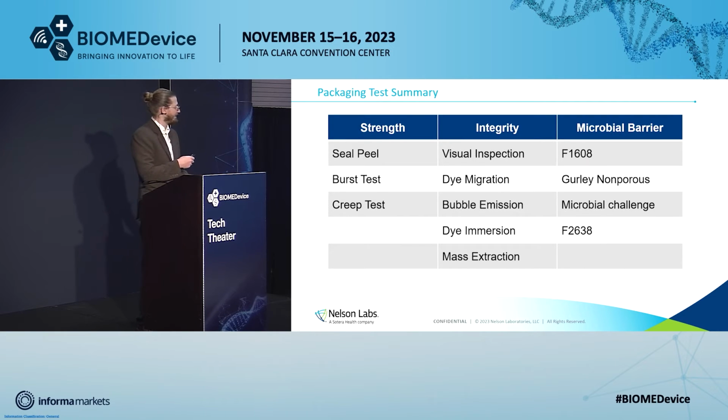Here's a list of the bread and butter tests that you'll include in a package validation. You'll notice that there are multiple tests for each category, and that's why I was saying you're typically just going to pick one of them, justify it, and then you don't have to worry about the others. So if you do a seal peel for strength and it's appropriately justified, you're not going to be required to do a burst test or a creep test instead. Integrity has the most tests out of all of them. You certainly wouldn't want to do all of them, so pick the one that's most appropriate. Same with microbial barrier. There are a few tests on there.